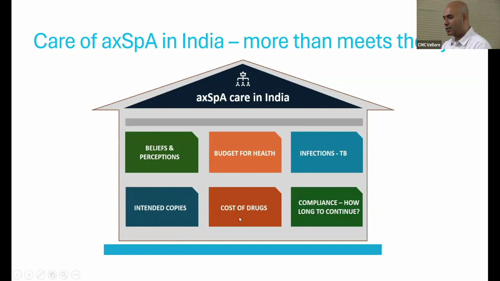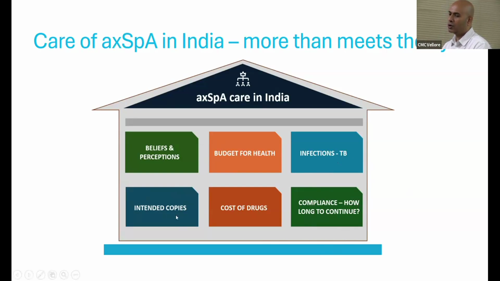And I'll just come to cost of drugs, at least for methotrexate and sulfasalazine. Yes, we used to play around with these drugs for quite a bit. They don't really help in terms of structural progression, but yes, they do help somewhere. We don't have evidence, but again, no evidence doesn't mean that it doesn't work. Compliance and how long to use is the main thing.